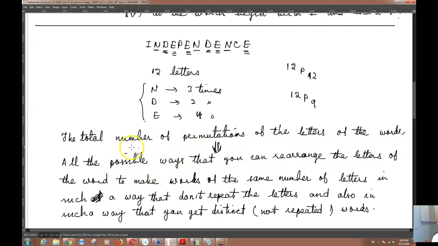So you could say that basically all the possible ways that you can rearrange the letters of the word to make words of the same number of letters, or words of a different number of letters for that matter, as we discussed here, in such a way that you don't repeat the letters, and also in such a way that you get distinct words. So these two you need to also understand.